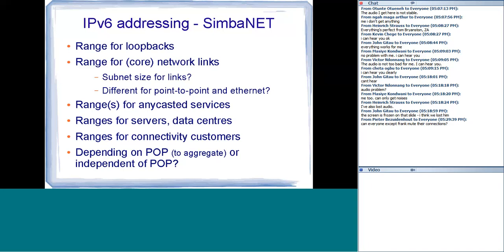And then for servers, data centers, and the biggest part will be IP ranges for the connectivity customers that are connected to your POPs. And then one question will be whether you aggregate per POP, so that in your internal routing for your ISP, you have only a supernet like a /40 or a /36 in your internal routing, or whether you allow those 65,000 blocks of /48 all to be aggregated, used anywhere, and have the internal BGP sorted out, which should also be no problem.